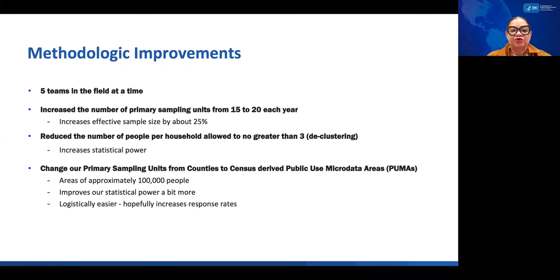And so we're really doing a lot more. The plan is to do more with census information derived from public health, public use microdata areas. And it just really helps to improve that sampling power, the statistical power. Next slide.